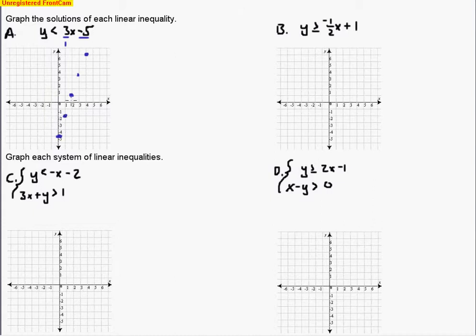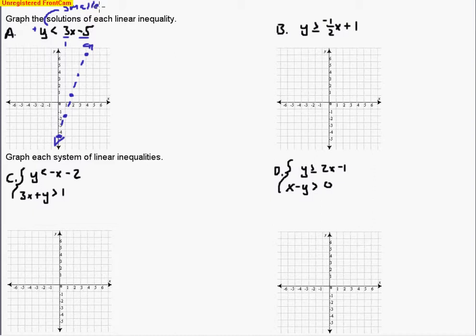And so the shading works this way. Well, first of all, let's do the line type. Line type, no line underneath, so that means it's a dashed line. So what that means is the points on the line are not solutions. But if we look at the inequality sign, it says positive y is less. Less, this symbol, another word for that is smaller.